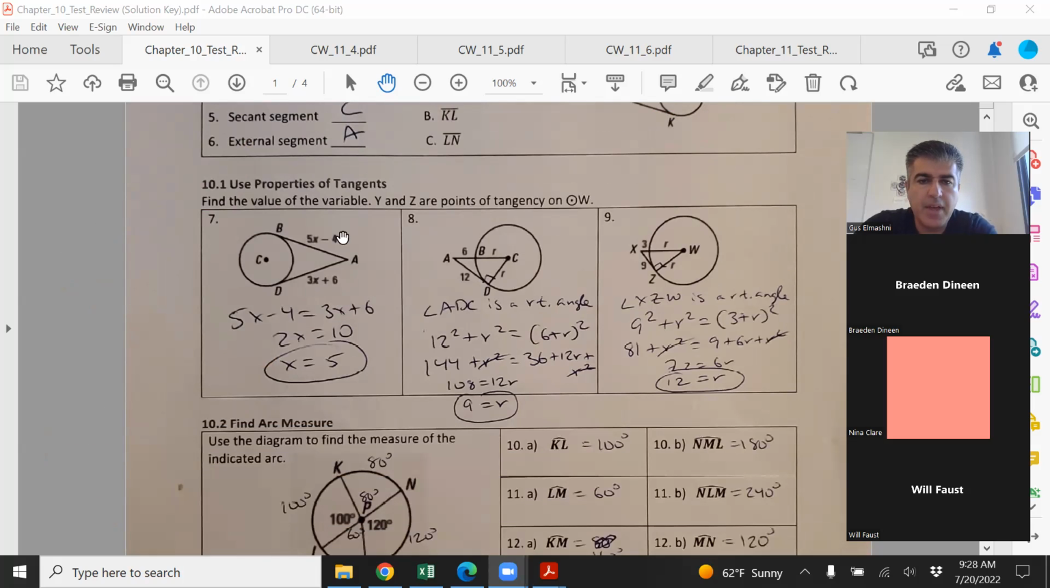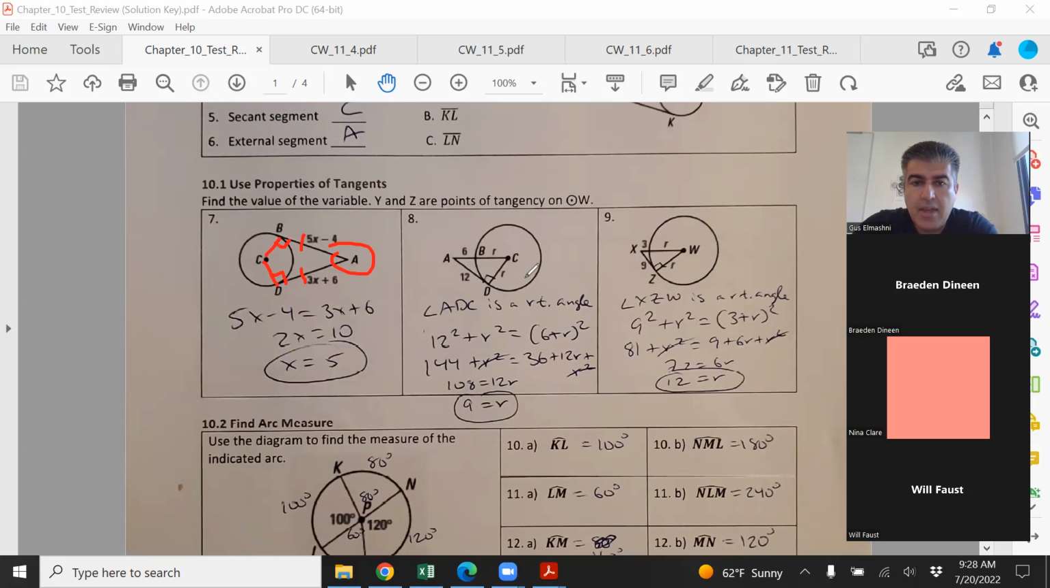Okay, for these three, remember, if you have two tangents coming from the same point on the outside, they're going to be the same. So these are both tangents. You've been told that. Oh, you're told that for Y and Z. That's weird. Anyway, I'll be more explicit and clear about that in our test, that these are tangents. So yeah, those will be the same.